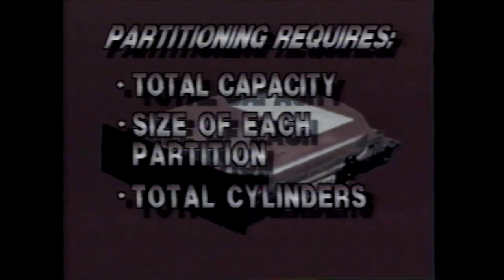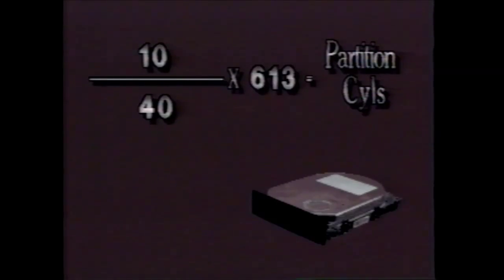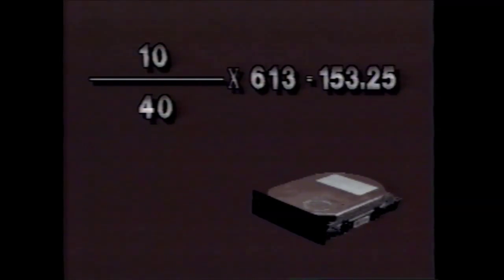Once you determine the number of megabytes for each partition, and you know the number of cylinders on your hard disk, you can compute your partition sizes in cylinders with a simple formula. You simply divide the desired partition size in megabytes by the total hard disk capacity in megabytes, and multiply this figure by the hard disk size in cylinders. Thus, for a 10 megabyte partition on a 40 megabyte hard disk containing 613 cylinders, the size will be 153.25 cylinders. Since partitions must be defined by complete cylinders, round this up to 154.